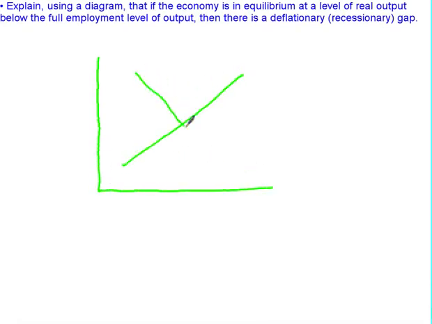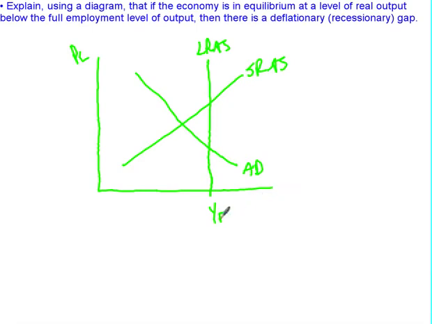Now explain using a diagram that if the economy is in equilibrium at a level of real output below the full employment level of output, then there's a deflationary gap. So let's go ahead and draw the model. At the end of this, I want to show you a graph that I think works the best, combining the best of both worlds. We'll say this is our long run aggregate supply curve. Now we've got the price level. This is our full employment level of output. There's our quantity, real GDP.